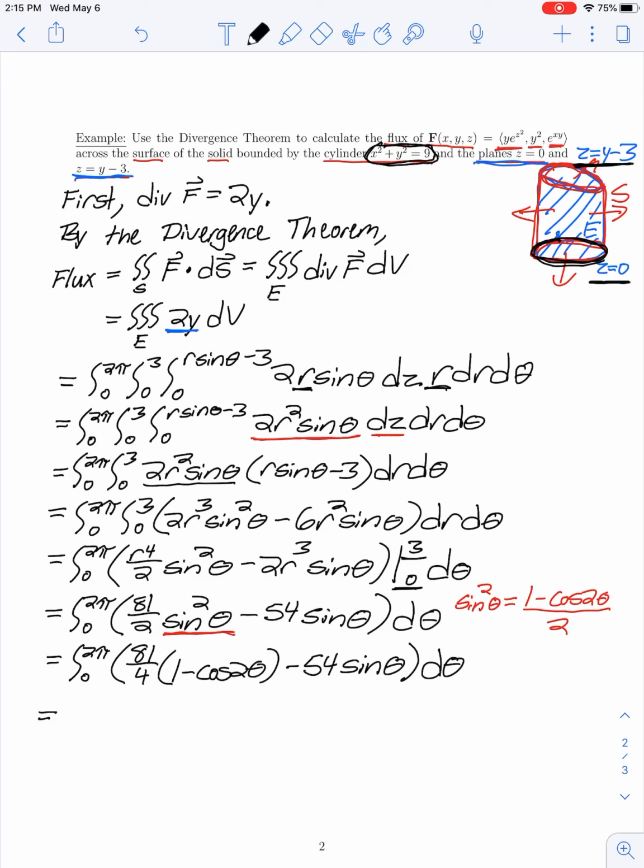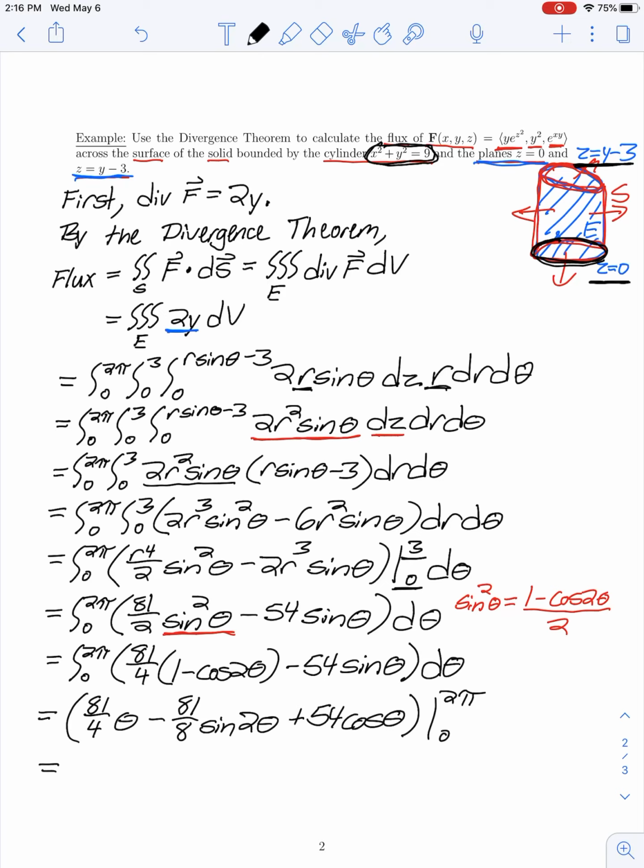So now taking our antiderivative of each piece, well, the antiderivative of 81 over 4 is 81 over 4 times our variable theta, minus the antiderivative of 81 fourths times cosine of 2 theta, which is 81 over 8 times sine of 2 theta. And then the antiderivative of negative 54 sine theta is positive 54 cosine theta. And we're evaluating here from 0 to 2 pi.